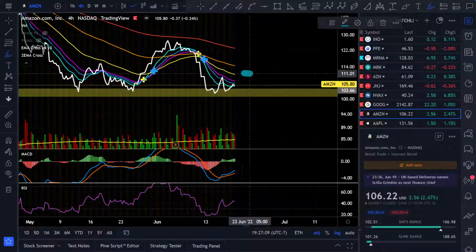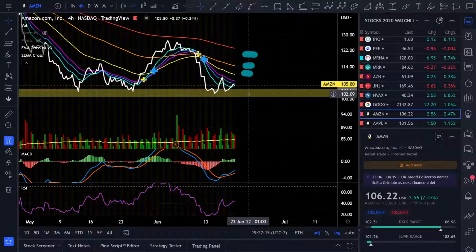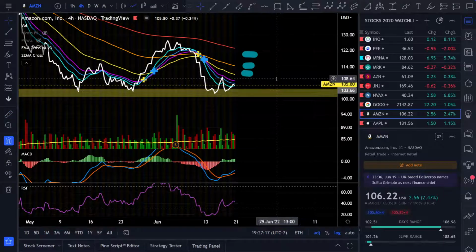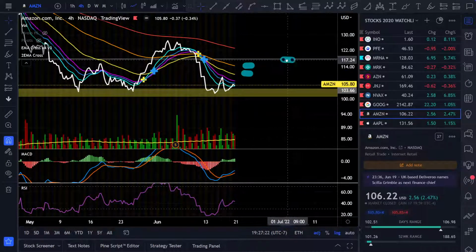Could go to 112, could go to 115, could go to 120. That would be very nice. If I treat this like a double bottom, which it sort of is, 7%, phenomenal. If we break 7%, wow, that would be 118. Let's put the X marks spot on that.